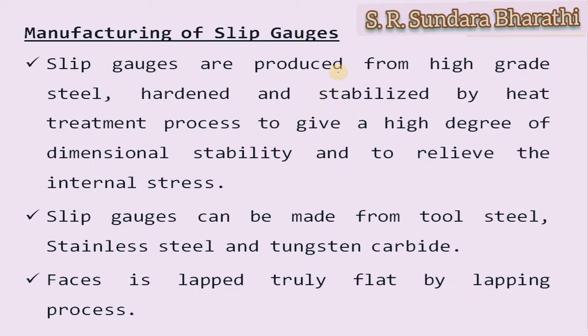Next we discuss the manufacturing of slip gauges. Slip gauges are produced from high grade steel, hardened and stabilized by a heat treatment process to give a high degree of dimensional stability. Since they are used continuously, they must give accurate values, so dimensional stability is needed. The heat treatment process is also involved to remove internal stresses.